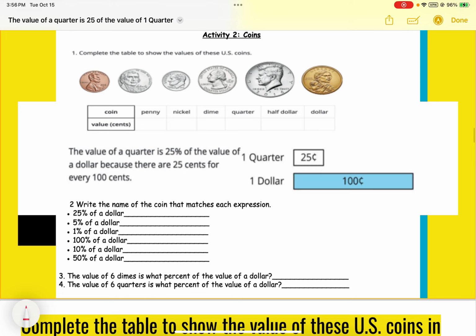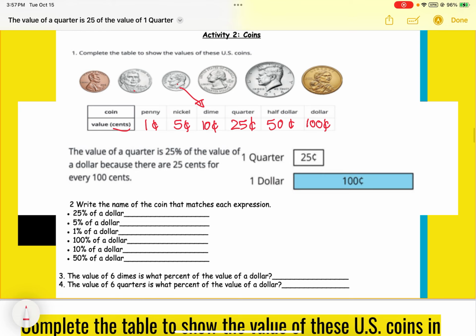So complete the table to show the value of these U.S. coins. The first one is a penny, and it says in cents, so 1 cent. A nickel right here is 5 cents. Pause this, try to do this on your own, see if you can know the values. You'd be surprised how many students do not know the values of coins. A dime, which is this one, is 10 cents. A quarter is 25 cents. A half dollar is 50 cents. And a dollar is 100 cents. These are all different coins that represent this value.